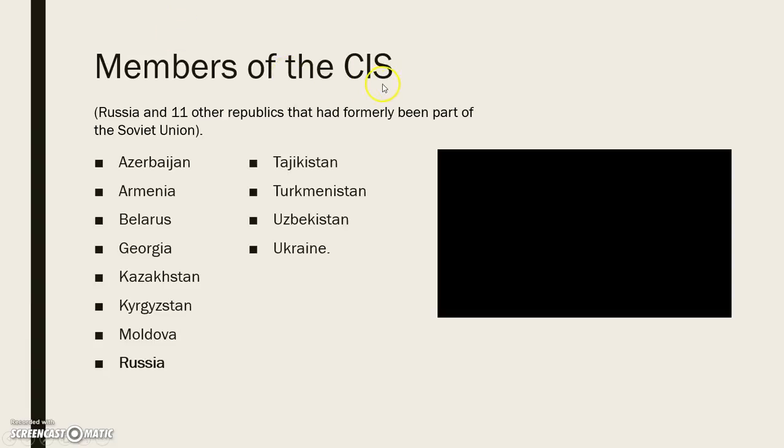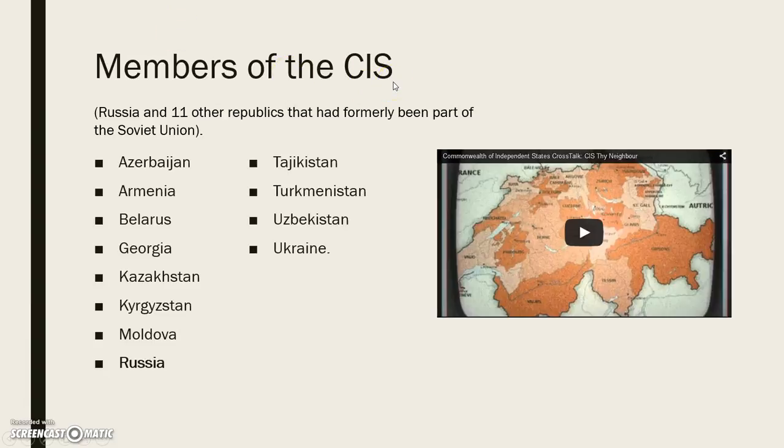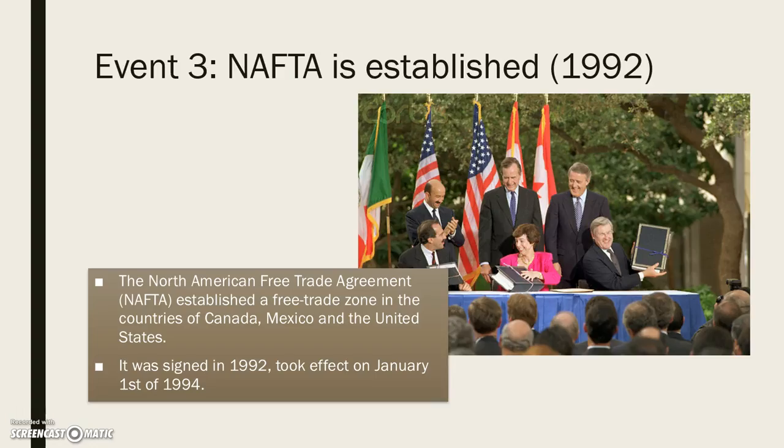The members of the CIS are Russia and the 11 other republics that had been formerly part of the Soviet Union. This is the list of the countries, and here I bring a video that talks more about the history of the formation of this arrangement of countries and how it developed throughout the years.